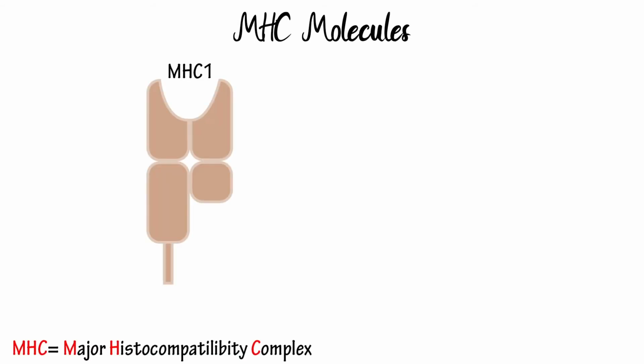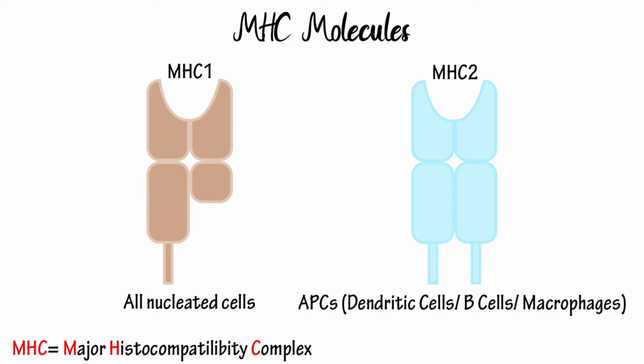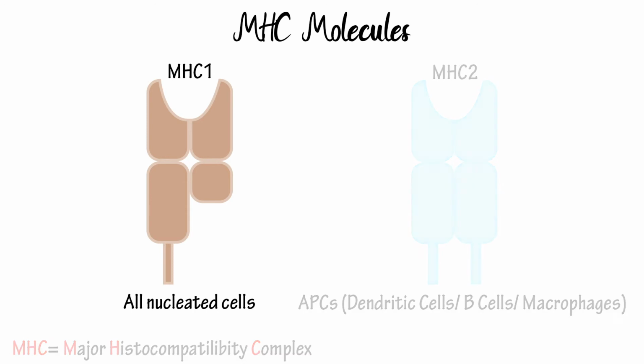Before we get to the role of natural killer cells, let's look at the MHC molecules because these are key. There are two types, MHC1 and MHC2. MHC1 is expressed on all nucleated cells, but MHC2 is only expressed by antigen-presenting cells, which are macrophages, B cells, and dendritic cells. MHC2 processing will be covered in another video, but let's explore MHC1.